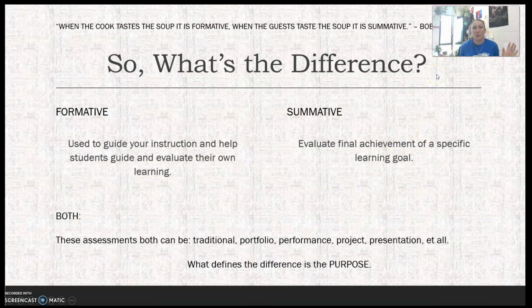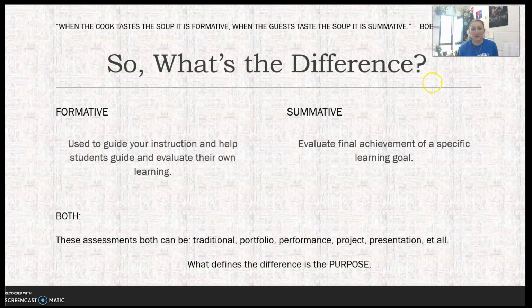I love this quote. When the cook tastes the soup, it is formative. When the guest tastes the soup, it is summative. Okay, so as you're cooking and I need to add a little bit, I need to take a little bit away, maybe I need to give a little base. As you're testing this soup, you're modifying your recipe going forward to ensure that by the end, it tastes right. You're forming that soup. By the end, you've added it all together. You have a sum total of all the learning, and you've got your summative.